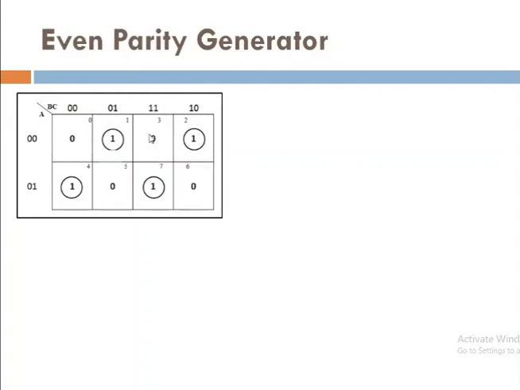So my cell values are 0 1 2 3 4 5 6 7. So this is a horizontal K map. You can design the vertical K map if you want. Now, as per our truth table, the one number cell, two number cell, four and seven number cells are having high values. Now, next thing we need to make a group.